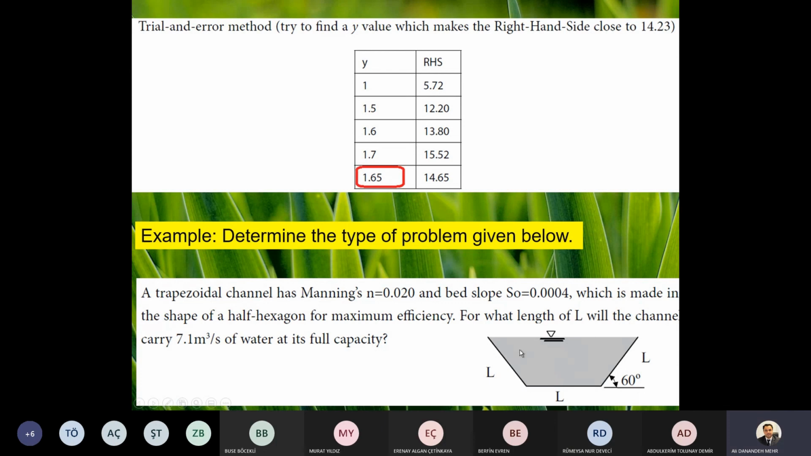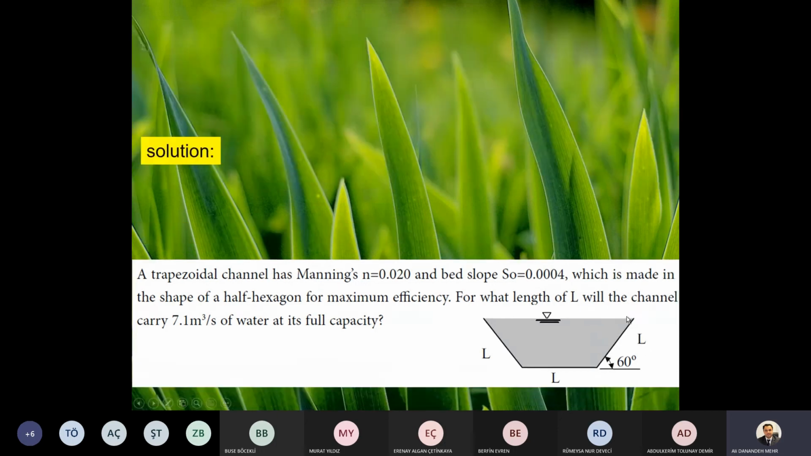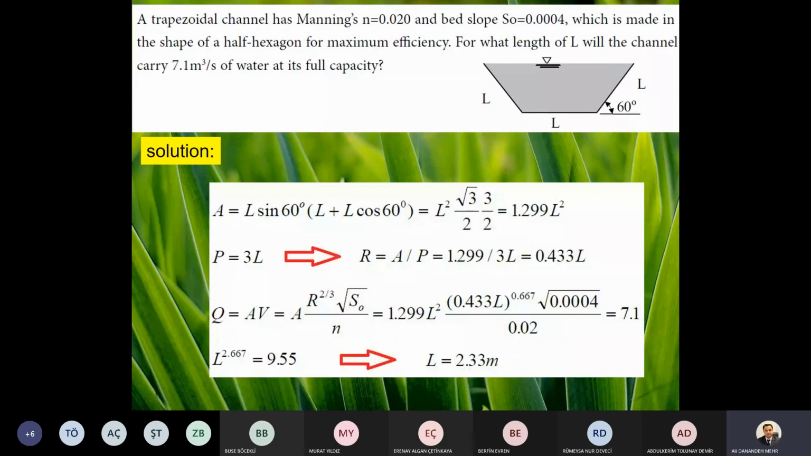and H is not given. Here, instead of H, we have L. The question asks for L, but you know that if you have this angle, H is calculated easily. Or first you can calculate H, then calculate L. Let's see the solution. Again I have to calculate area and wetted parameter both in terms of either H, or Y, or here in terms of L. Therefore, my hydraulic radius is a function of L.